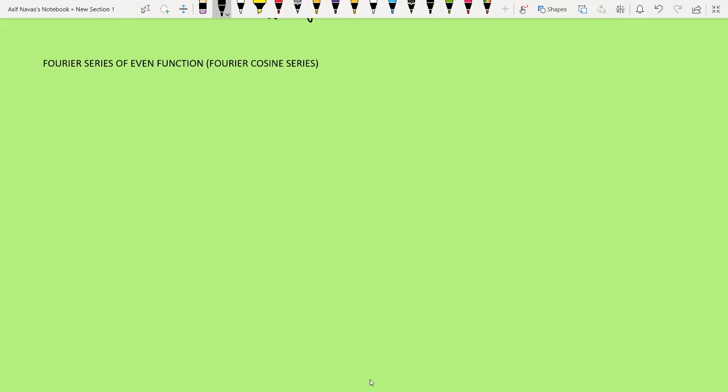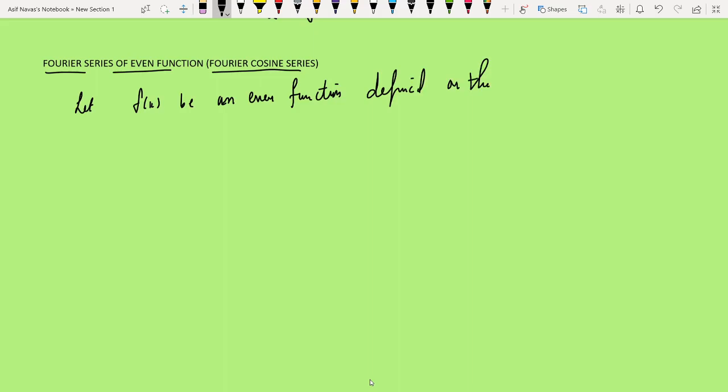Now we will define the Fourier series of an even function. Let f of x be an even function defined on the interval minus L to L. This interval is very important. If it is not minus L to L, we cannot use that integral formula.